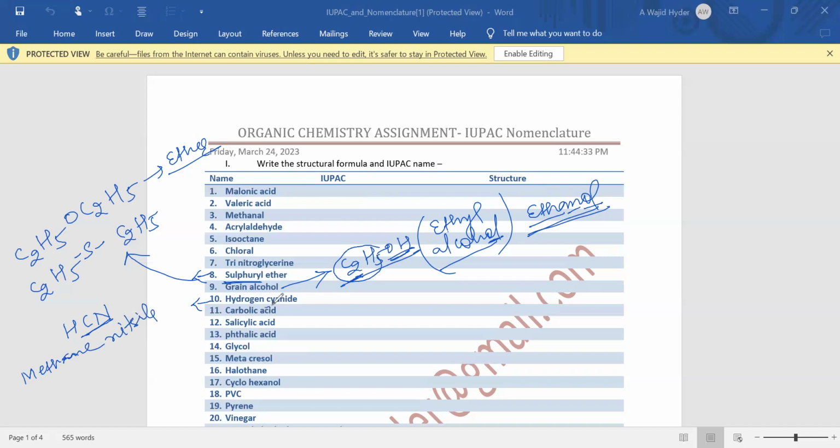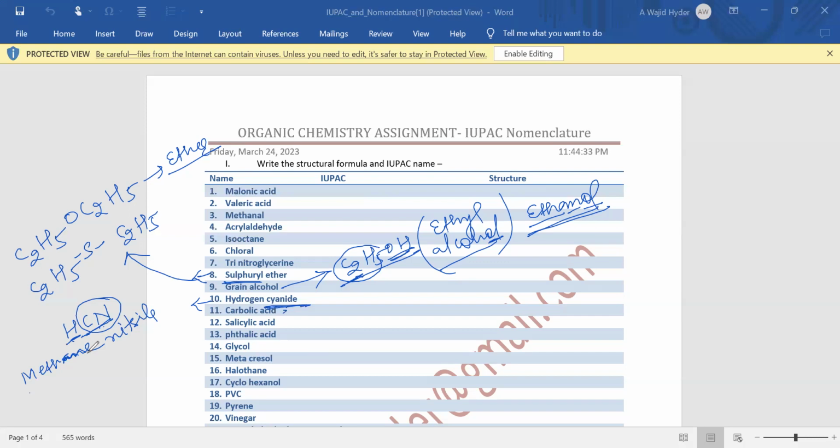If you are not counting the carbon of CN, then it is cyanide, and the rest is hydrogen, so hydrogen cyanide. This is not the IUPAC name, this is the common name. The IUPAC name is methane nitrile. When you count the carbon of cyanide, it will be nitrile. If you don't count the carbon of CN, it will be cyanide only. Is this all okay? So we need to remember this, beta.